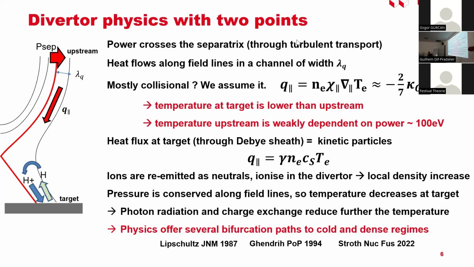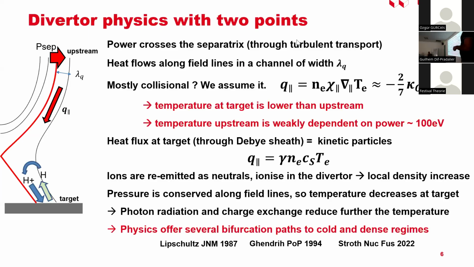And in fact, you find also that because the heat flux goes with temperature to the power 2/7, the temperature is in fact weakly dependent on the power you have to carry. So it's always about 100 eV, let's say, at the separatrix, as an order of magnitude.